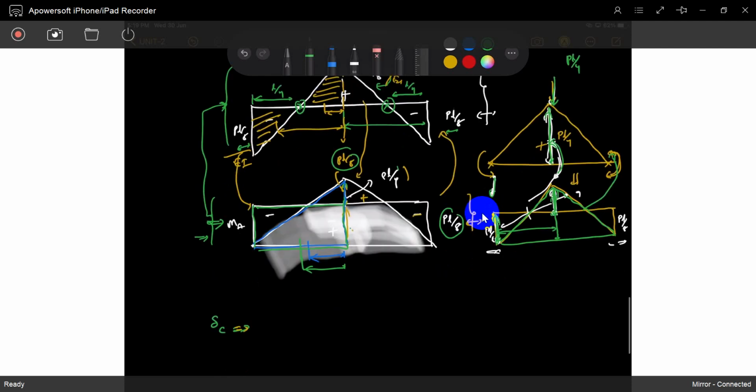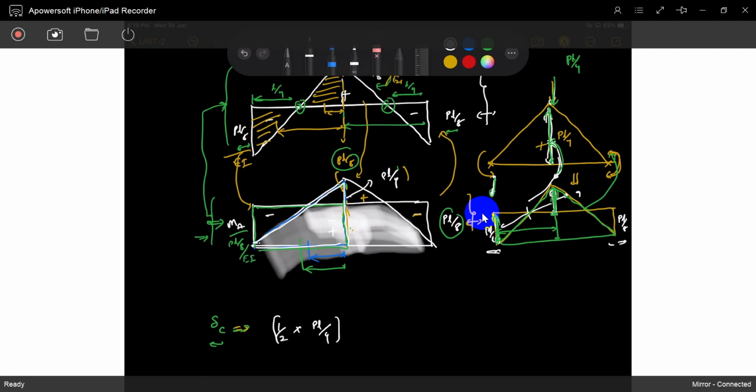So I want to find out the delta C. So area of the curvature diagram. So this is PL by 8 divided by EI, curvature diagram. So I will find out the deflection. First I will choose positive. Positive is a triangle. So what is the triangle area? What is the triangle area of PL by 4 total?